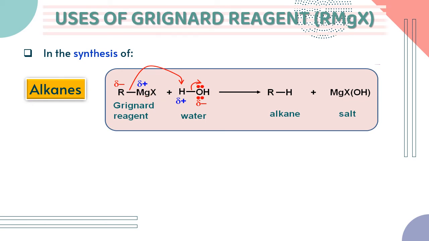So actually, the first thing that occurs is this magnesium and carbon bond will break. The two electrons will be attracted to carbon. Then that electron that is attracted to carbon will take the hydrogen over here. So that's why you will get an alkane and a salt over here.